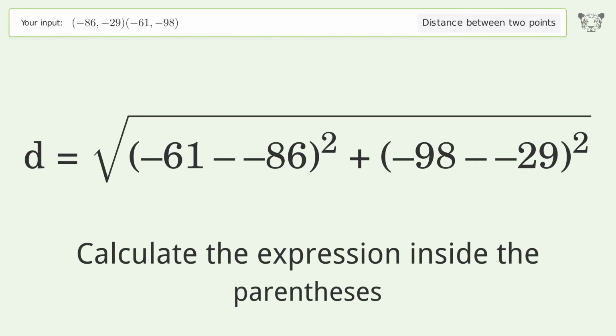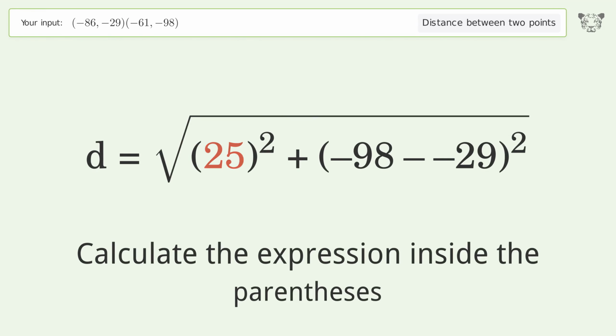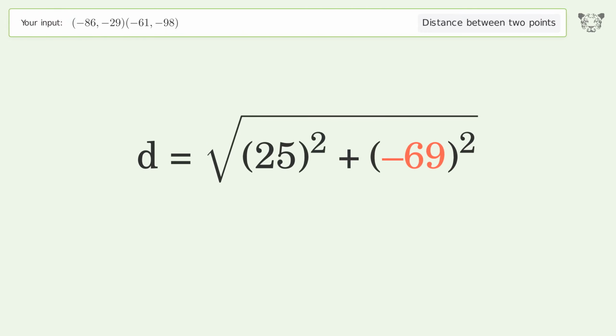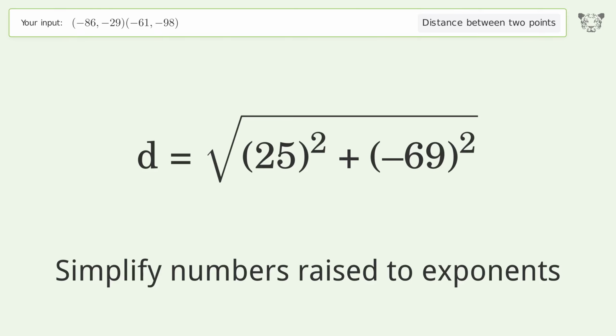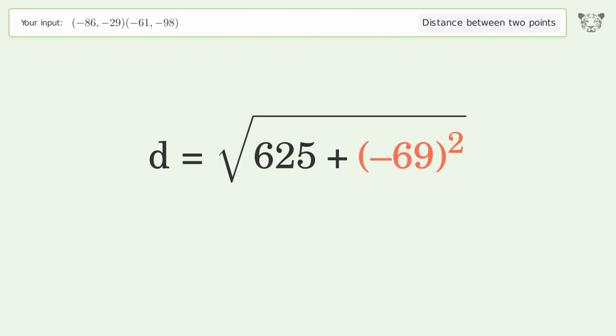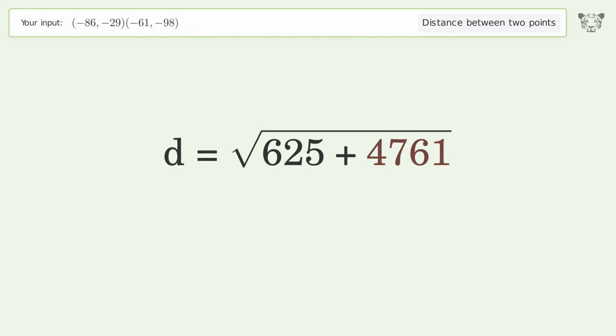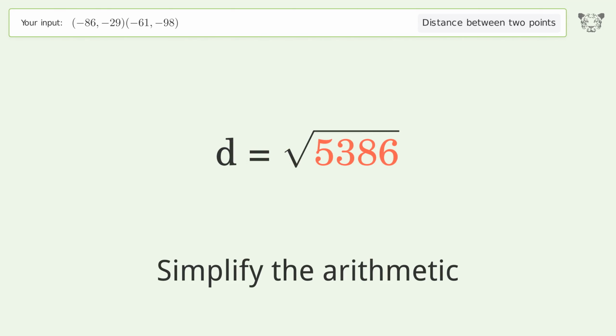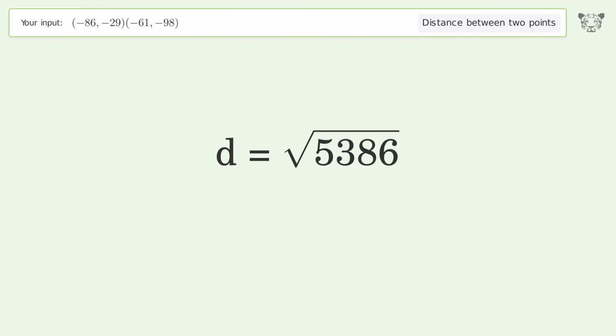Calculate the expression inside the parentheses. Simplify numbers raised to exponents. Simplify the arithmetic. And so the distance between the 2 points is the square root of 5,386, or 73.389.